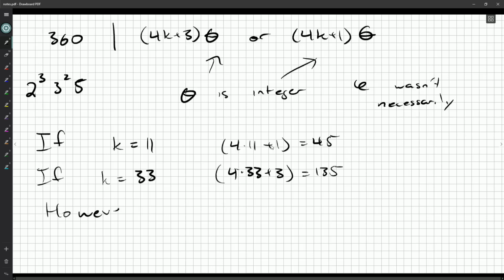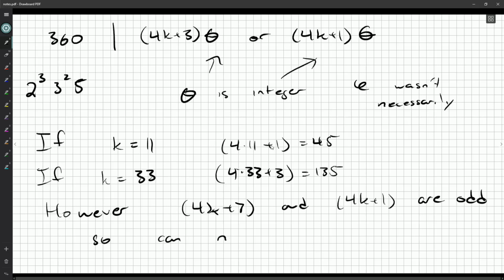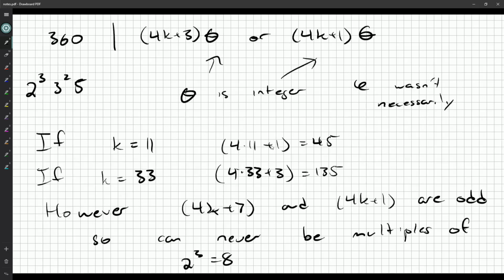And we'll say, however, 4k plus 3 and 4k plus 1 are odd, so can never be multiples of 2 to the 3, which is 8. And 72 is a multiple of, sorry, not a multiple of 3, of 2 to the 3, which is 8.